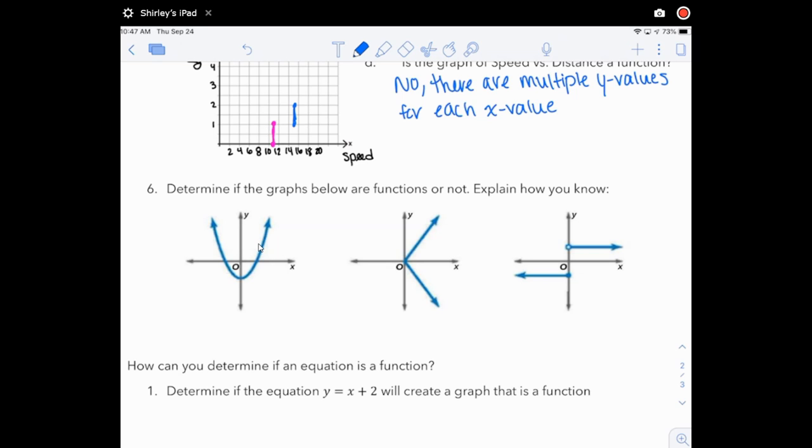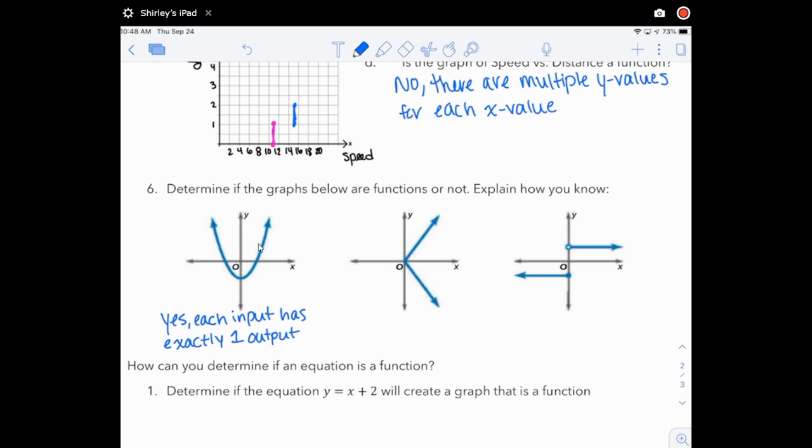Oh, my pen's off again. Eventually I'll get the hang of this.